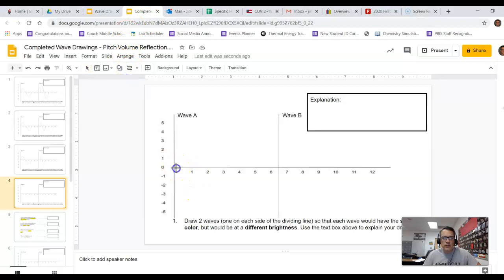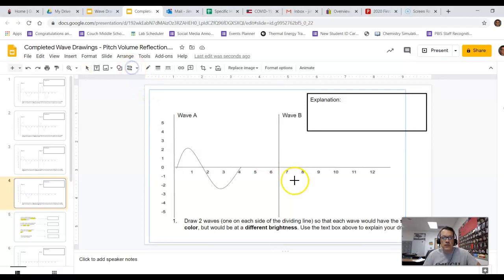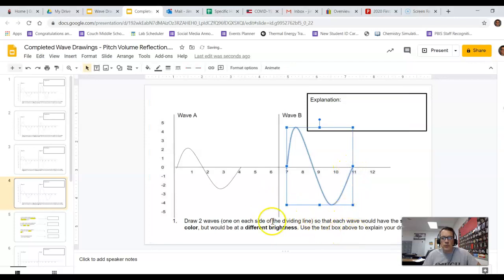So again, we want to have a reference wave that we can start with. If it's the same color but a different brightness, that means we're going to have the same wavelength but a different amplitude, kind of like when we change the volume on the sound wave. So if it was brighter, maybe it goes up to 4. These would be the same color because they have the same wavelength, but they have different amplitudes, so they would have different brightness.